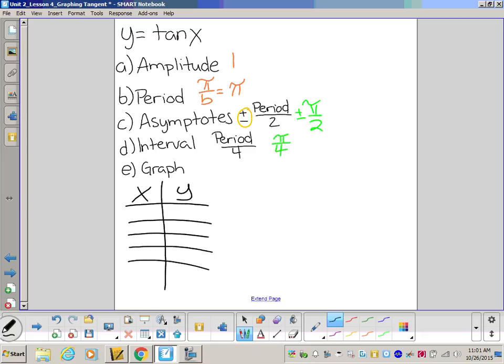Okay, so we're going to start at negative pi over 2. We're going to end at positive pi over 2. Then we're going to increase by pi over 4. For this class, like I said, we're not going to shift tangent, so it's going to be centered around the origin. So the middle number will be 0. And the other ones will be symmetrical. So if I have negative pi over 4 on one side, I'll have positive pi over 4 on the other side. So it's kind of nice.